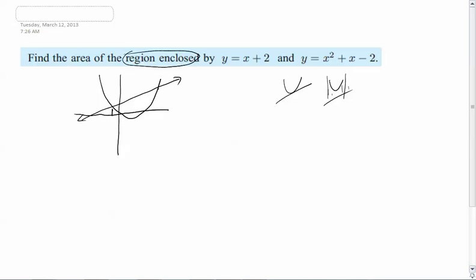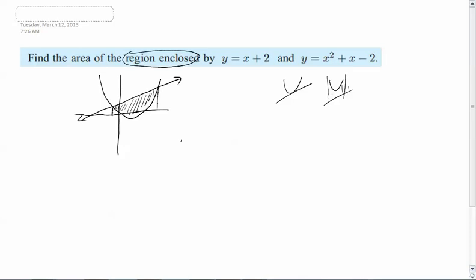All right, so what we need to do is we need to find the areas, because we're going to take this from here to here, right? Because that's the region enclosed. This is what we're looking for. And so it starts at this x value where they intersect here, and it ends at this x value where they intersect right here. So what we need to do is we need to find those points of intersection.